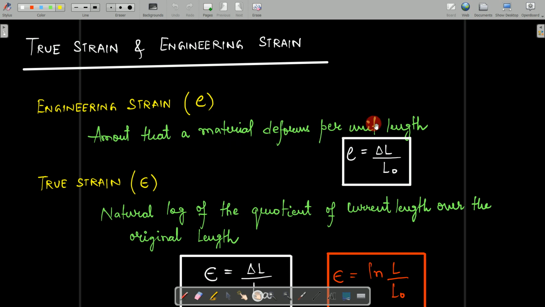So it could be either by tension or compression, increment, decrement, that totally depends. I have not specified whether it's tension or compression. It could be both. So it is basically the amount that a material deforms per unit length. And how to define this? The formula for this, mathematically we can write that e is equal to delta L by L naught, where L naught is the original length.